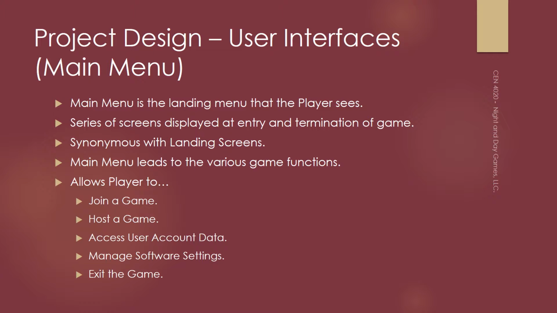The first user interface is the main menu. The main menu is a landing screen that the player sees at the entry and termination of the game. It allows the player to access a variety of the game functions, such as joining a game, hosting a game, accessing user account data, managing software settings, and exiting the game. The main menu also leads to a series of other menus, such as character selection or server lobby.